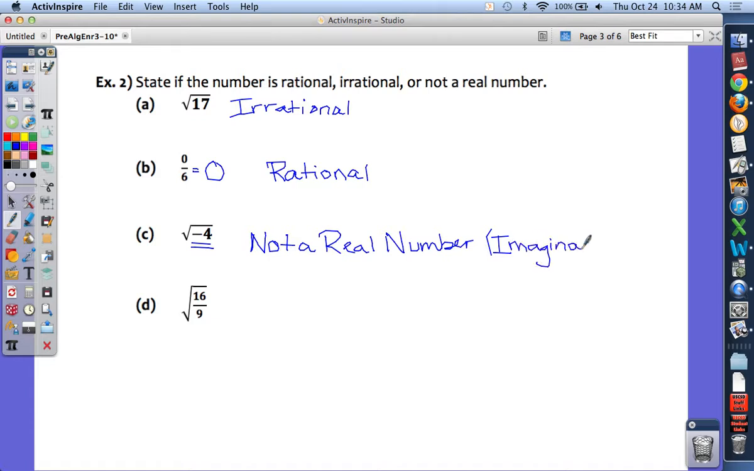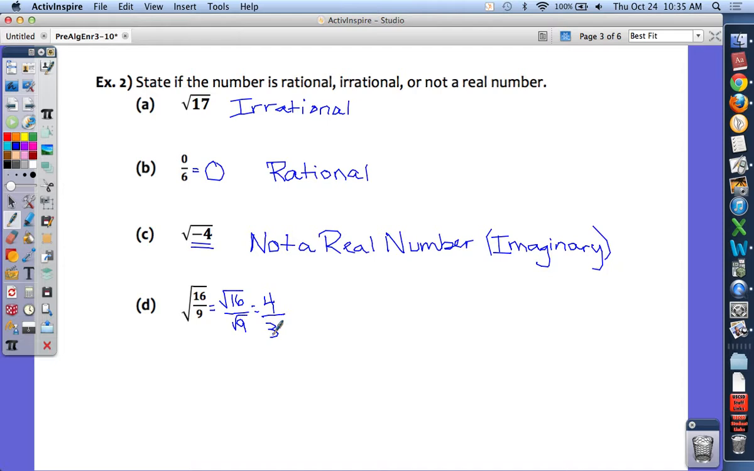And the last one, you can simplify that a little bit. We have two numbers in which we can take the square root. So you're allowed to do that. Do each part of that. The square root of 16 is 4, and the square root of 9 is 3. 4/3, is that irrational, rational, or not real? It's definitely not real because it doesn't have a square root with a negative.